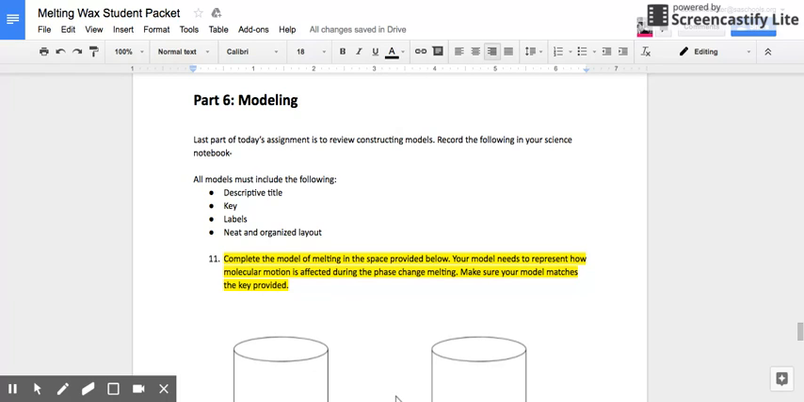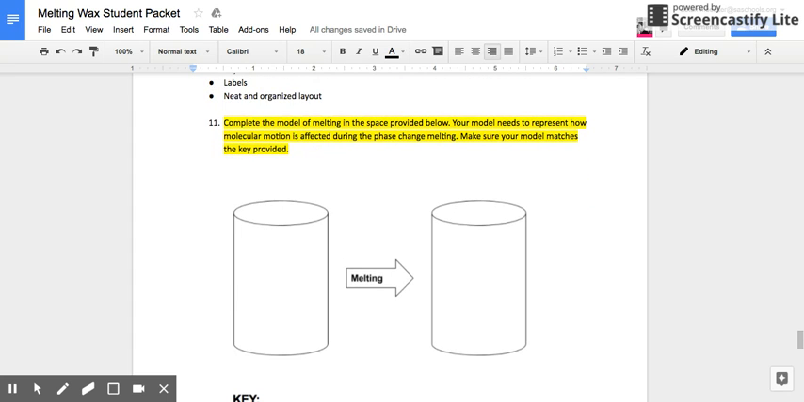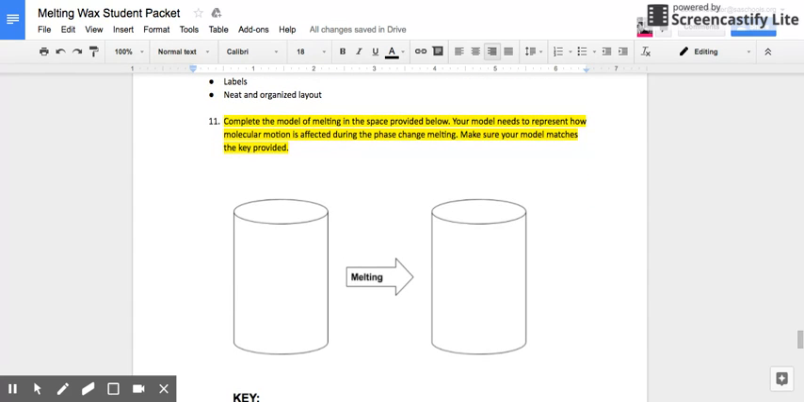Cool, so now we're going to move on to part 6, which is modeling. All models should include the following, and they should be recorded in your notebooks. All models need to have a descriptive title, as with our graphs and data tables. All models should include a key, they should include labels, and they should be neat and organized. If you look at question number 11, it says to complete the model of melting in the space provided below. Today we were looking at the phase change melting, so now I want you to draw me a model of what a solid looks like, and then what a liquid looks like, or what happens to molecules when they go through the phase change melting.